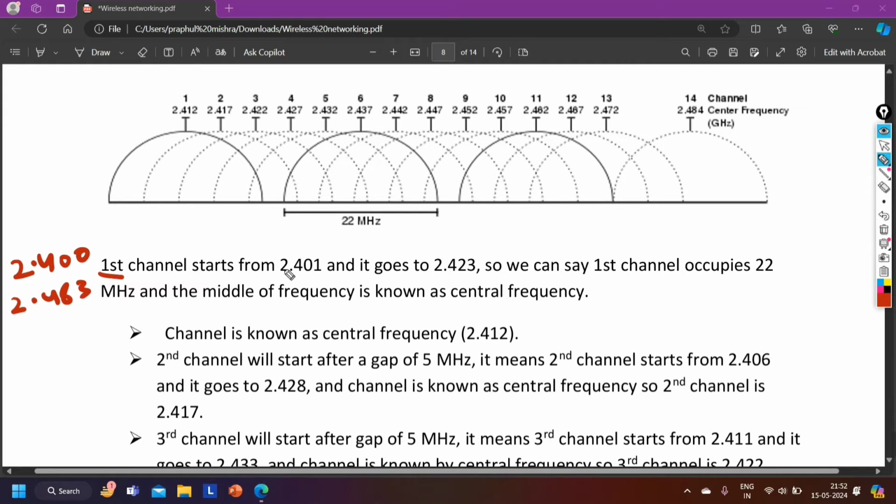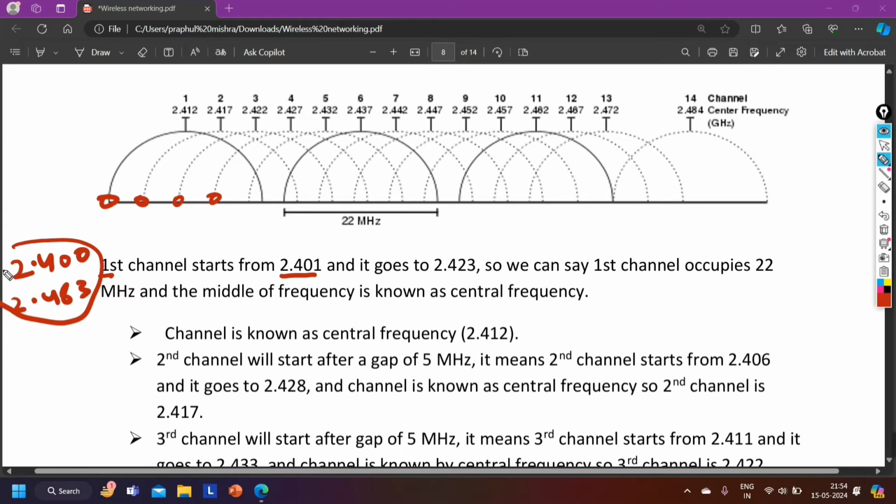First channel starts from 2.401, right? What is the first channel? This is first channel, this is second channel, third channel, fourth channel, like this. So first channel will start from this frequency, 2.401. And guys, this is range of frequencies, right?